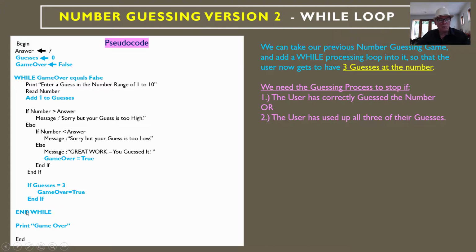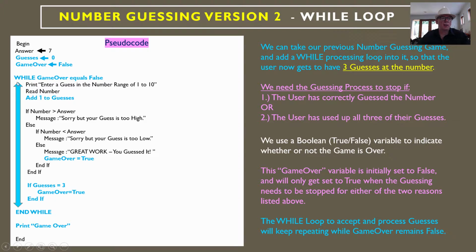And then we end the while. Okay, so the repeated part is between this arrow. The print game over is outside the arrow. So once they've either guessed it or they've had their 3 guesses, we also want to print out game over. So they know, hey, the program hasn't just frozen and stopped. It stopped for a reason, that's because the game's over.